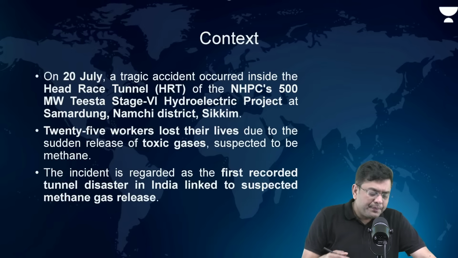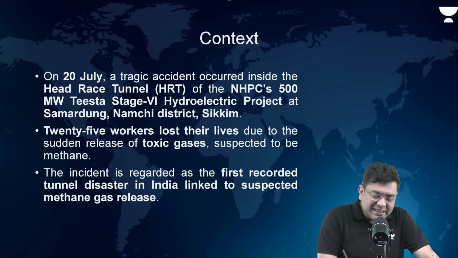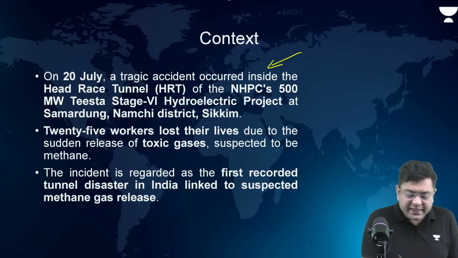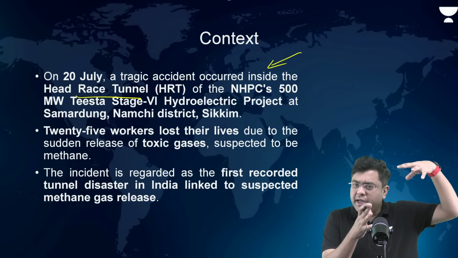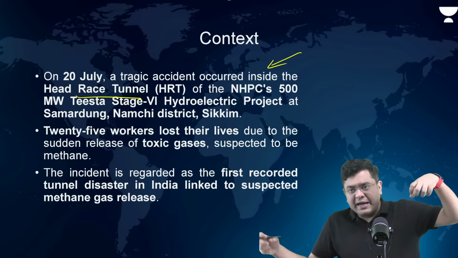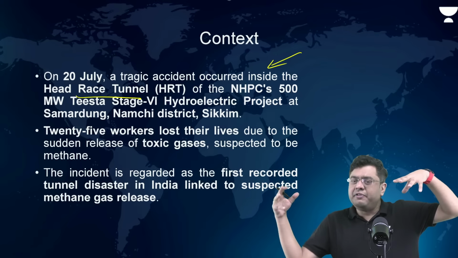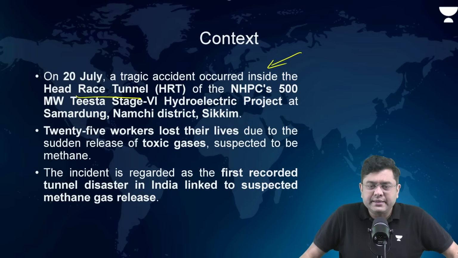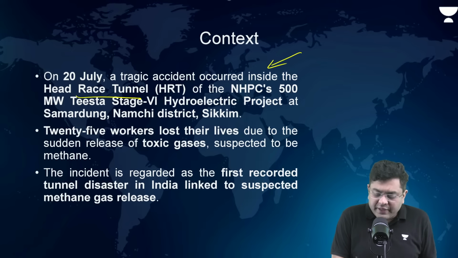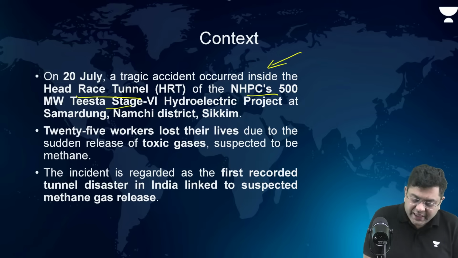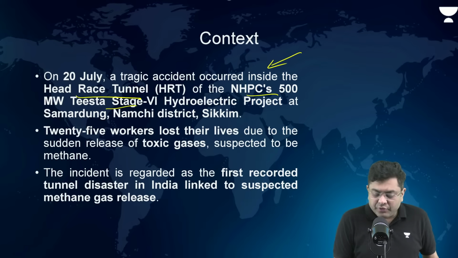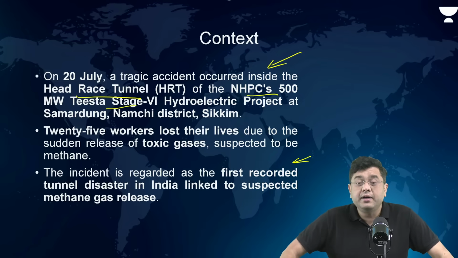Now, anyways, the context: the tragic incident occurred inside the head race tunnel. Head race tunnel is what? So you have the headwater in the hydroelectric power plant, that is in the reservoir, that eventually is redirected through the head race tunnel. Of the NHPC's 500 megawatt Tista Stage 4 hydroelectric project, here 25 workers lost their life. First recorded tunnel disaster in India associated with methane gas release.